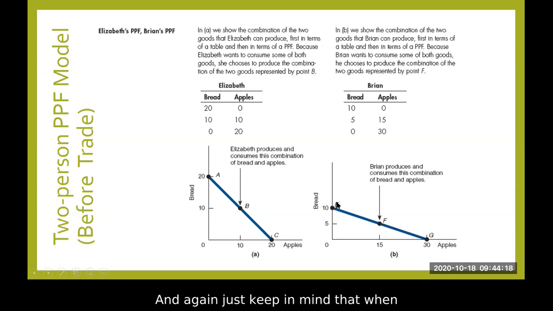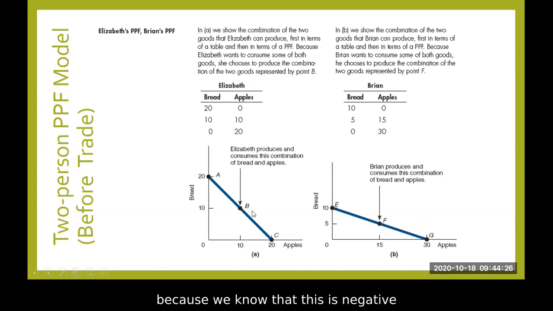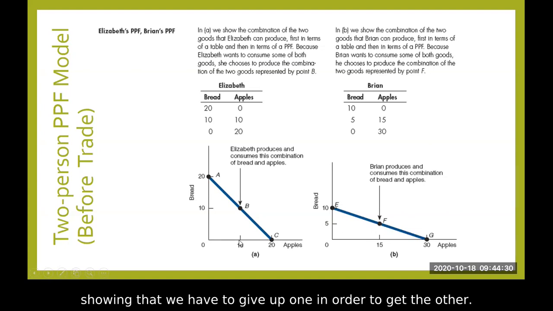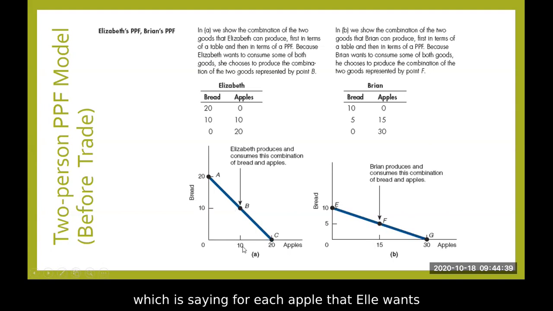And again, just keep in mind that when we're talking about opportunity costs, we're finding the slope, but just the absolute value of slope, because we know that this is negative. And in fact, the negative slope is showing that we have to give up 1 in order to get the other. So technically, we could say that this has a slope of -1, which is saying for each apple that Elle wants to grow, she's giving up 1 bread. But we're just looking at the absolute value of slope.